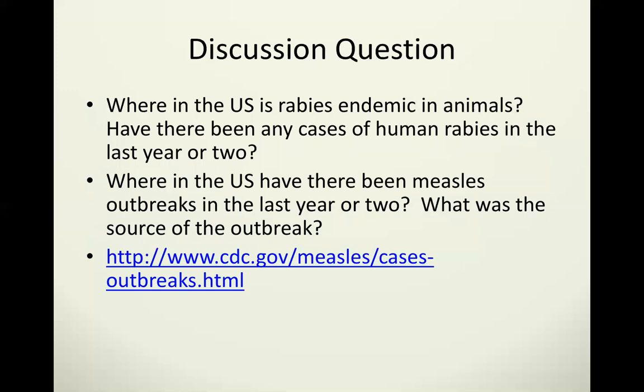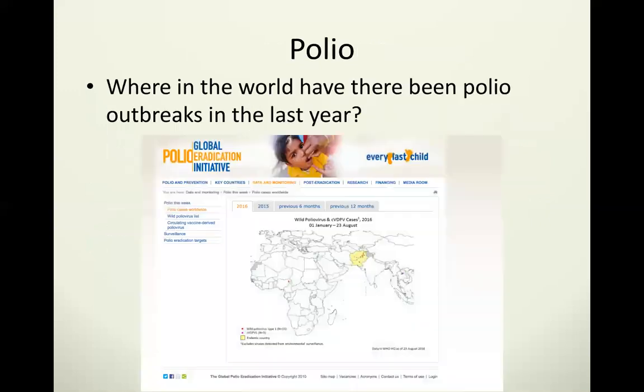How about measles? Is there an outbreak of measles? I talked about it earlier. Yes, we have had outbreaks of measles. And lastly, this is the discussion question that I've posted for this week. Where is polio currently? If you click on the graphic here, it will take you out to the website and it will show you exactly where polio outbreaks are happening. So go ahead and take a look at that.